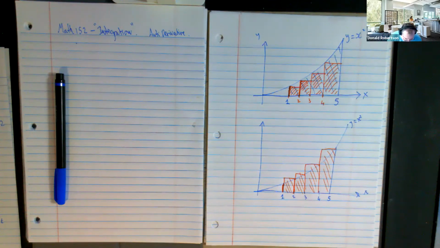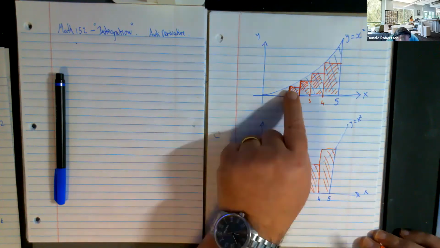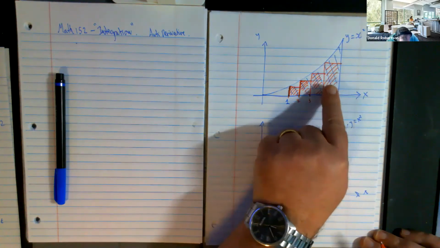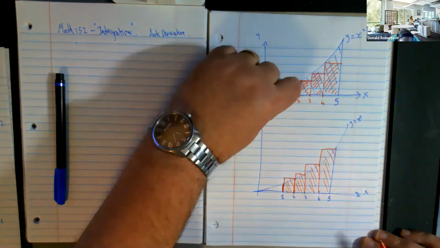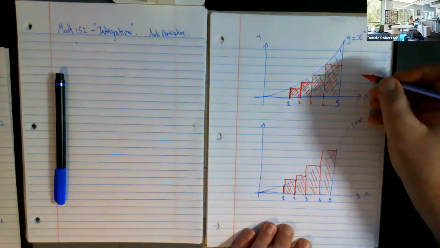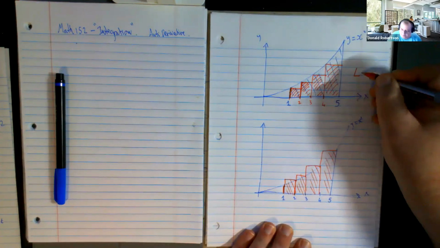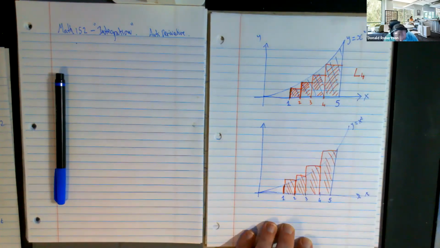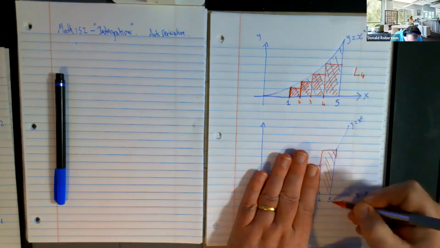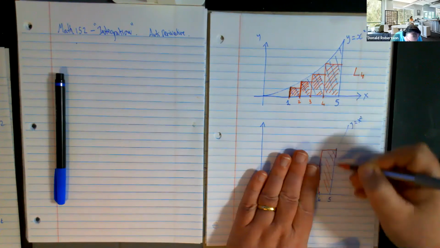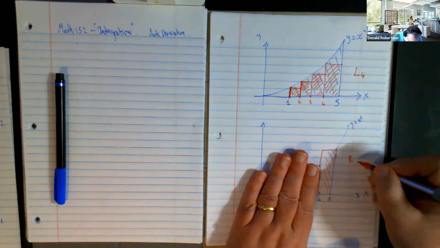So let me give you some terminology. When you take a shape and you break it into 4 equal strips, as we did here, and you use the left-hand side to get the height, that is called L4. And when you do 4 strips, but you use the right-hand side, we call that R4.